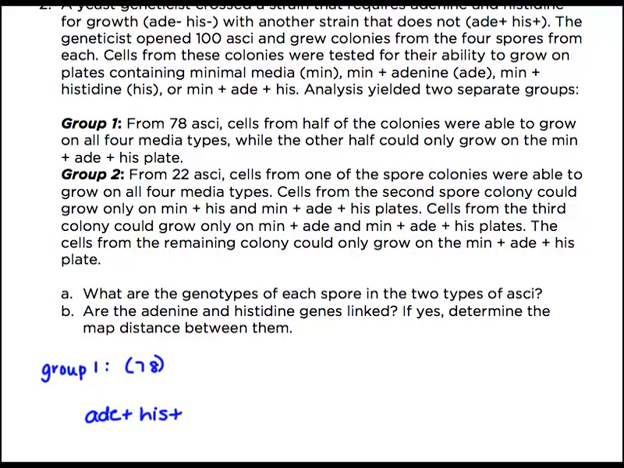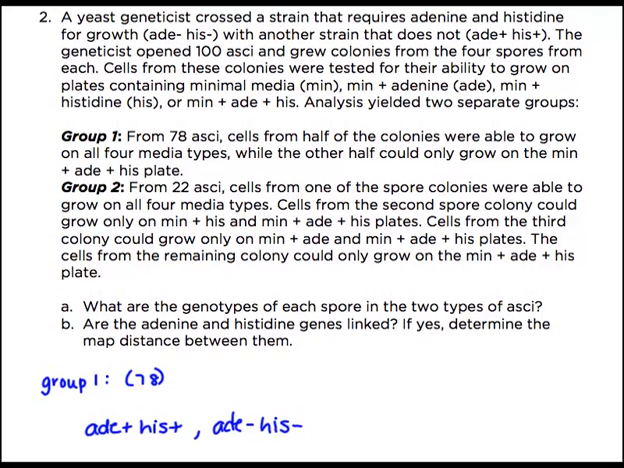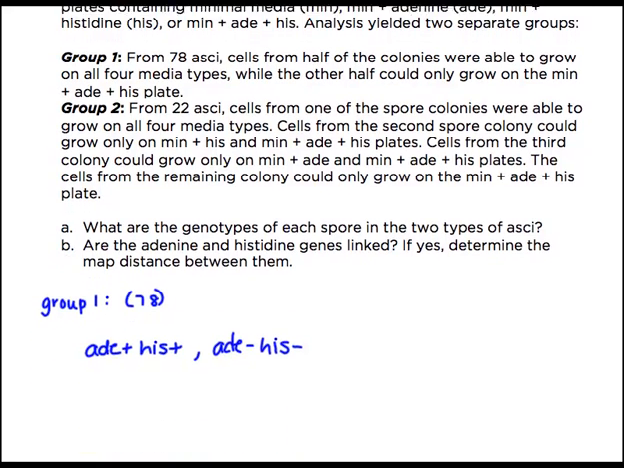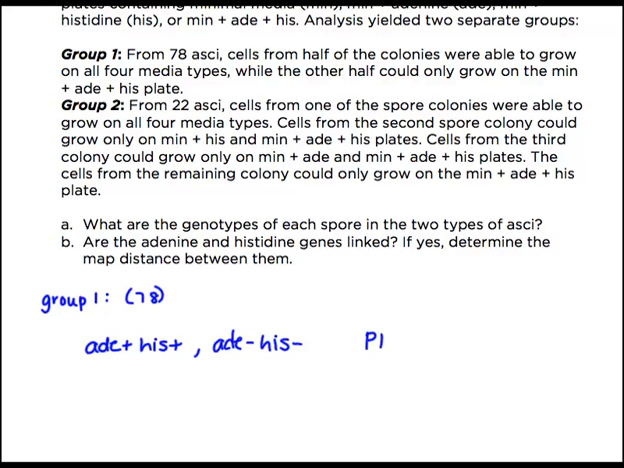Now that means that they were prototrophic for both. Okay, and the other half of the colonies could only grow on the minimal media plus adenine plus histidine, which means that they were auxotrophic for both. So the other half were adenine minus and histidine minus. Now if you just notice quickly, these are actually the parental genotypes. So these are all parental, which means this is a parental ditype asci.